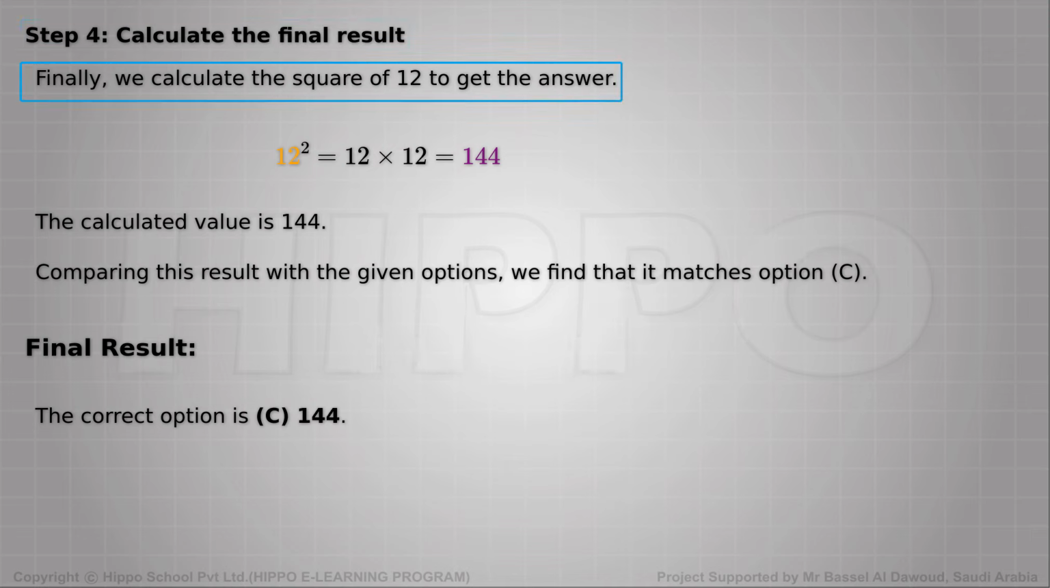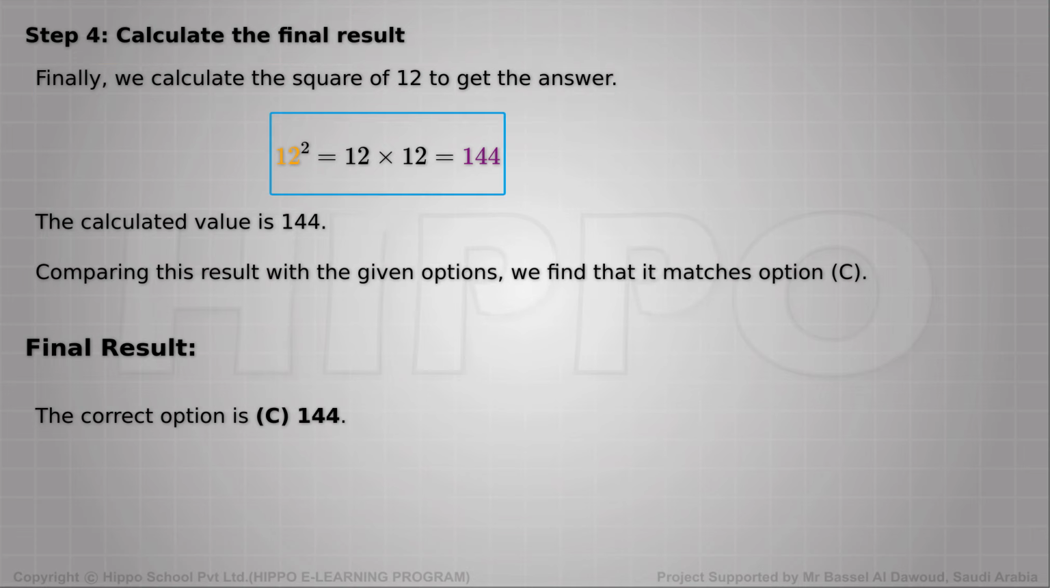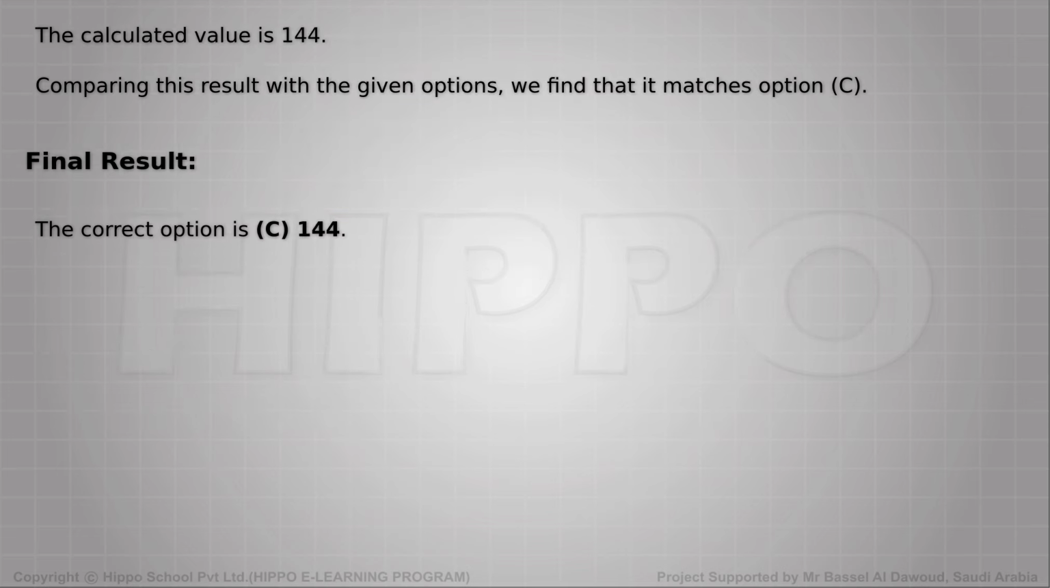We need to evaluate 12 squared. Remember, squaring a number just means multiplying it by itself. So 12 squared is 12 times 12, which gives us 144. So let's look at our final result. We've calculated the value to be 144.